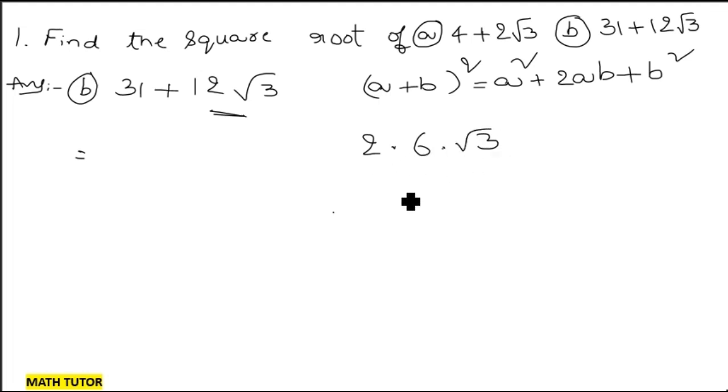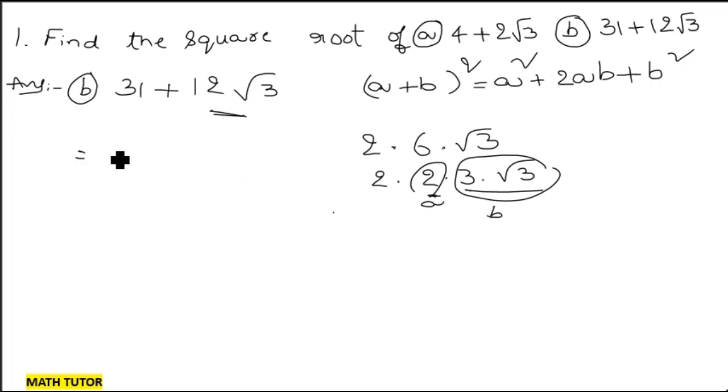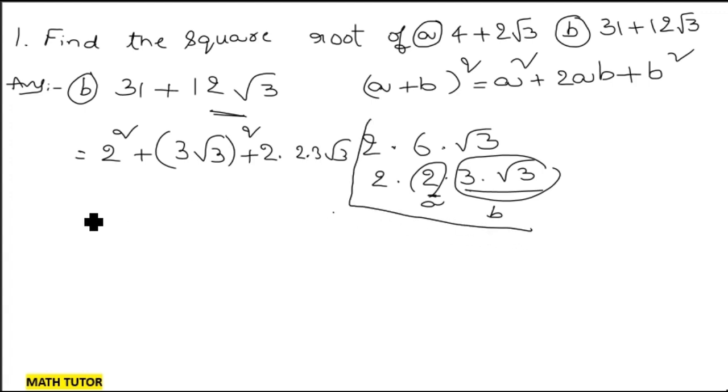Or else I can write it further as 2 into 2 into 3 into root 3. So 2ab. Let me try this way. Okay, I can take this as a, this is b. Let me try it out. So a square plus b square plus 2ab, which is nothing but 2 into a into b, that is 3 root 3. Here we get 2 square is 4, 3 root 3 whole square is 9 into 3, which is 27. 27 plus 4, did we get 31? Then we are right.